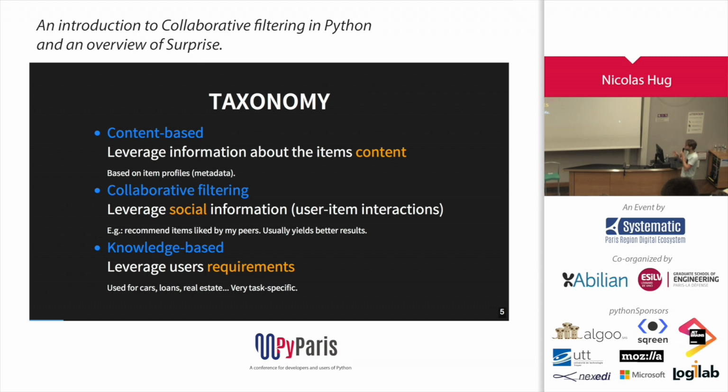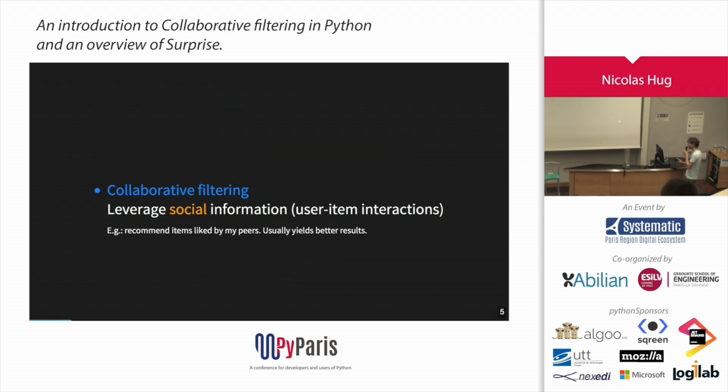And the last kind of system is the knowledge-based system. It's usually used for very complex items such as computers, cars, mortgages, loans, etc. These are items where the knowledge about the domain is much more important than anything else, hence the name knowledge-based. It's quite difficult to give a precise definition of the system because they are very task-specific, so we will ignore them anyway and just focus on the collaborative filtering problem.